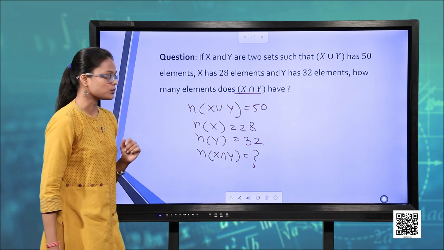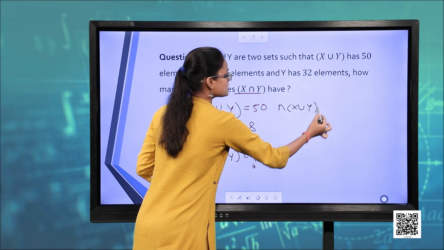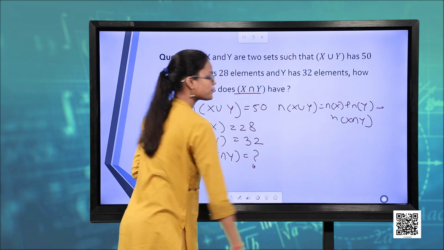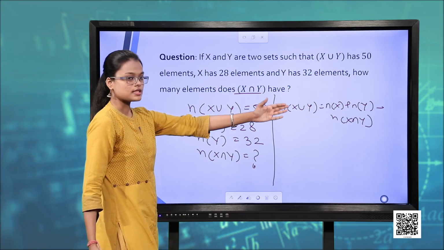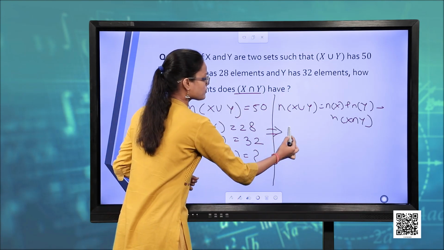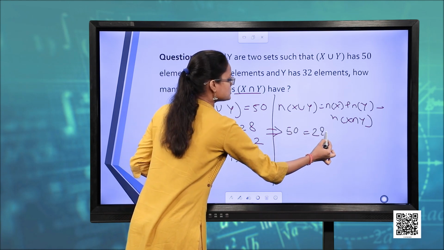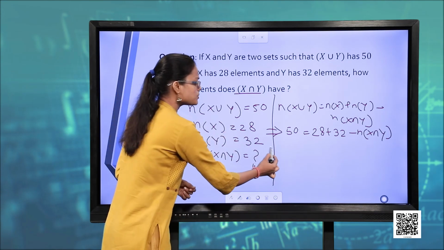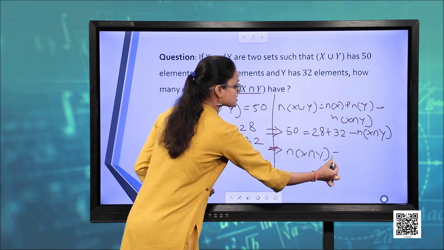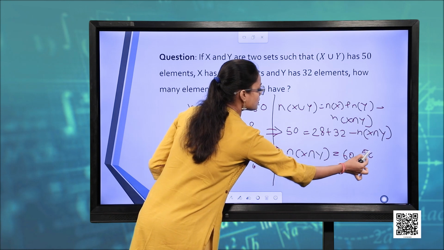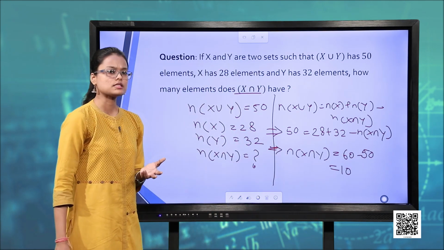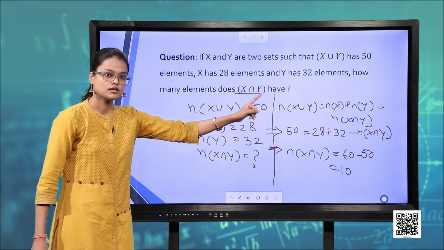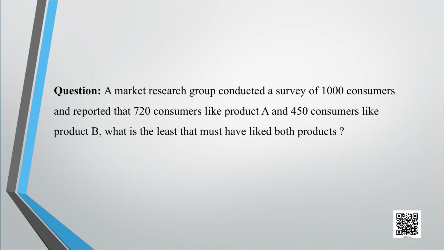Previously, just now we have seen a formula which is saying N of X union Y is equal to N of X plus N of Y minus N of X intersection Y. If I put values in this equation, what will I get? It is 50 is equal to 28 plus 32 minus N of X intersection Y. On solving it, we may see that N of X intersection Y is coming out to be 60 minus 50, which is equal to 10. So, how many elements are common in X and Y? 10 elements. Hope you have understood how you have to use that particular formula. So, let us take one more question.